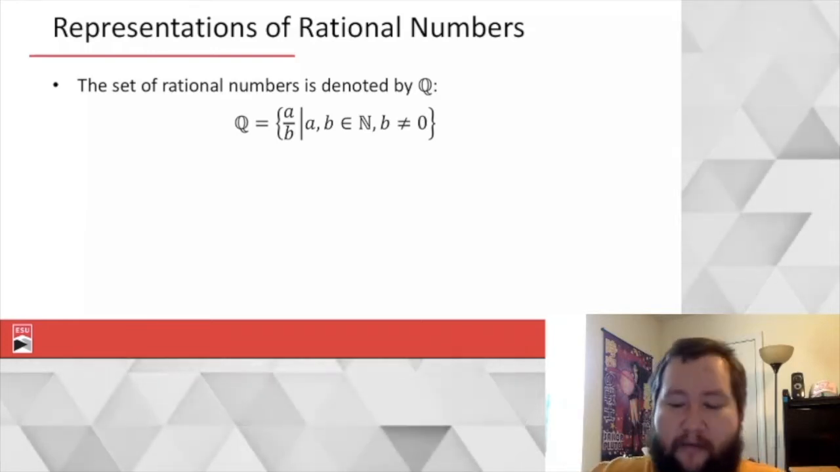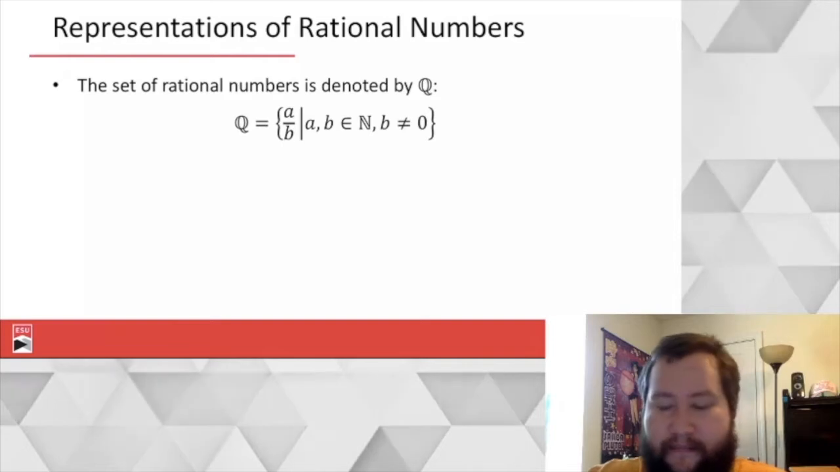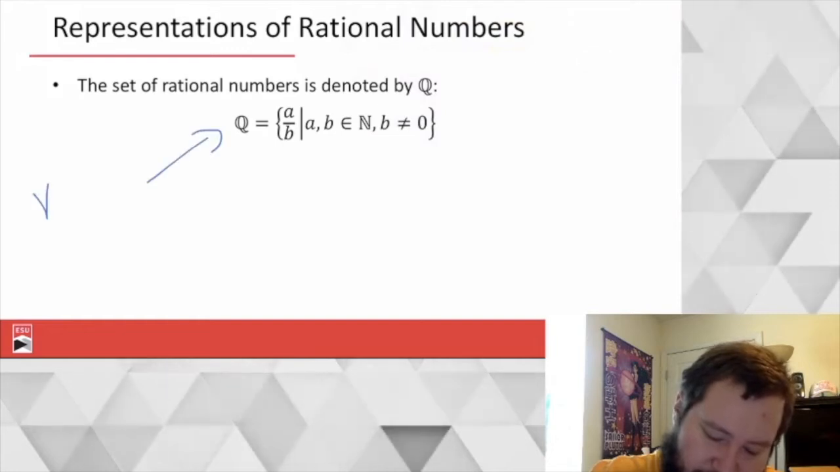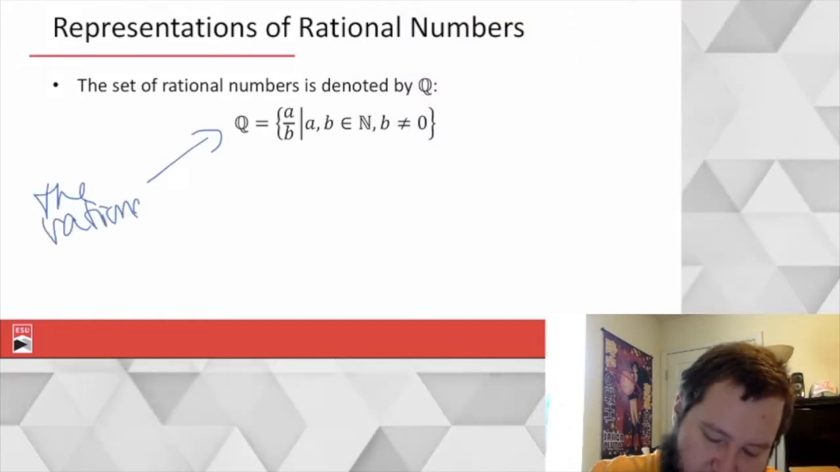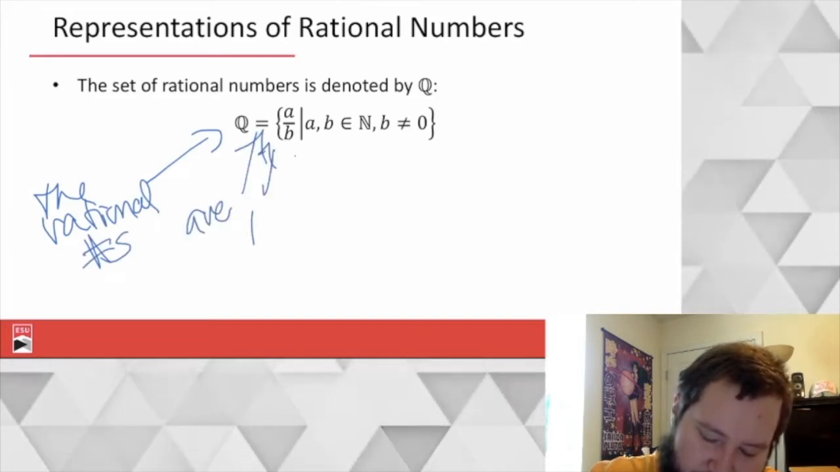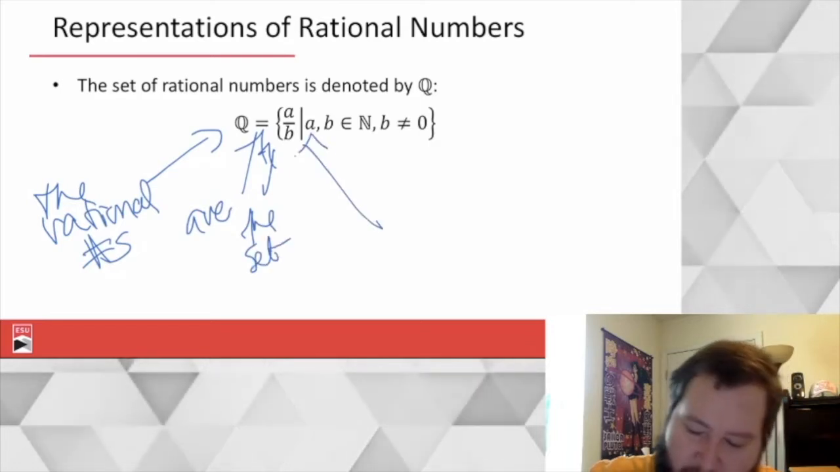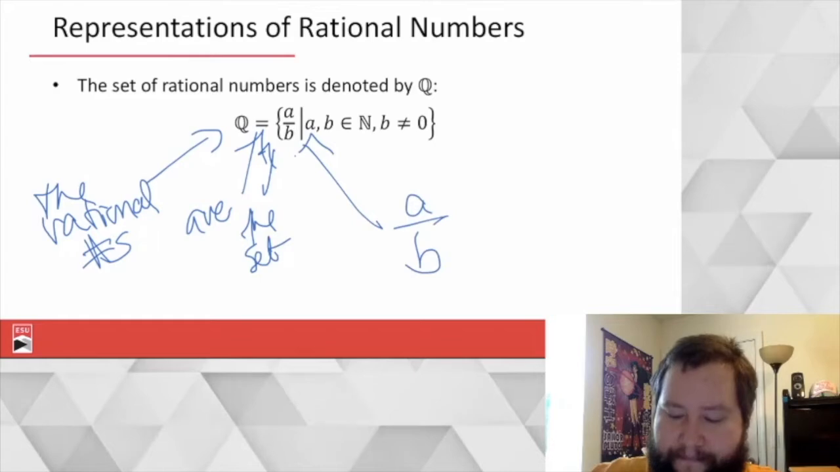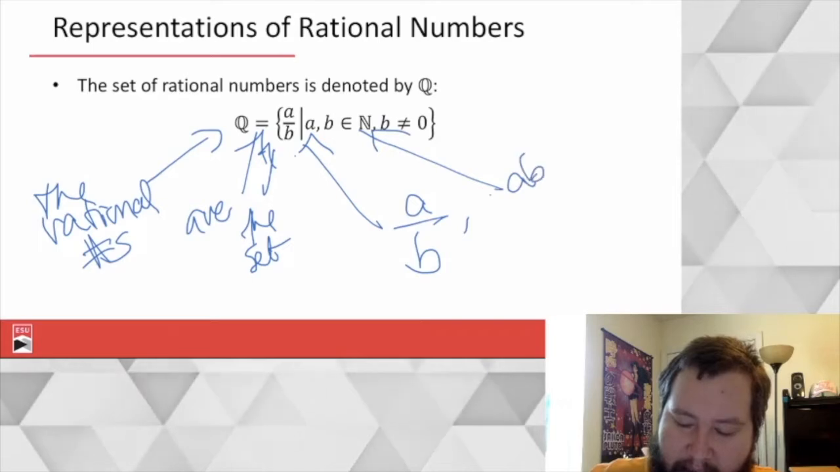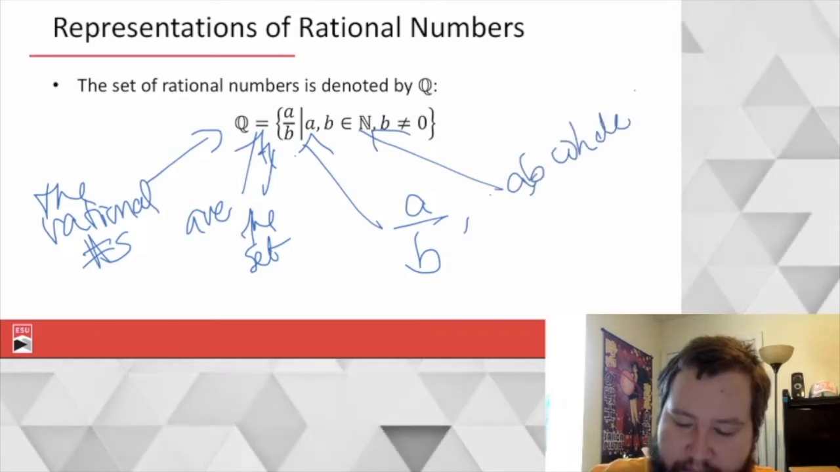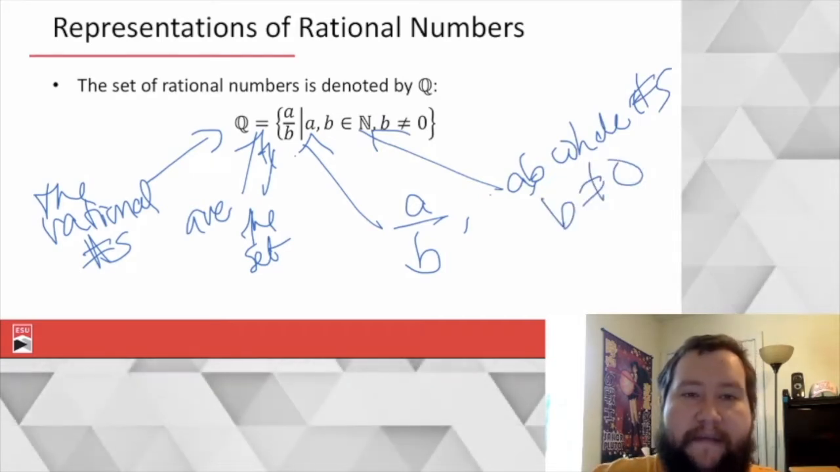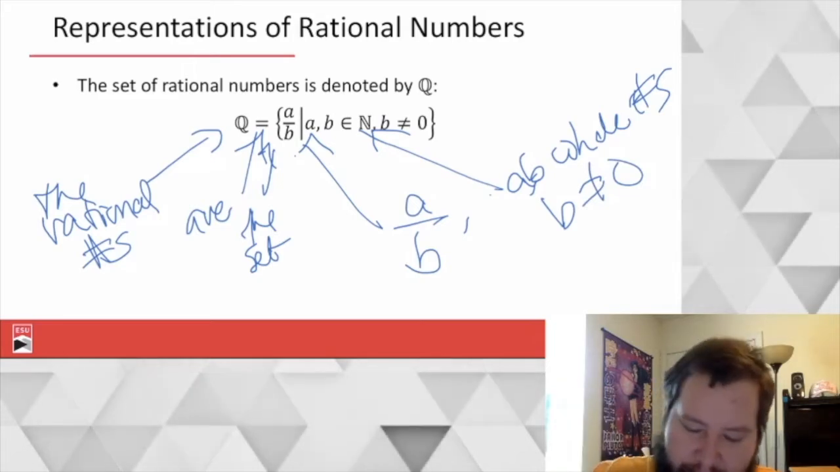Remember, that's what we call it, where we have the rationals. I'll write this. The rationals, or the rational numbers, are the set of all numbers written as A over B with A and B whole numbers, and B can't be equal to 0. So our rational numbers are any number that can be written as a whole number divided by a whole number.